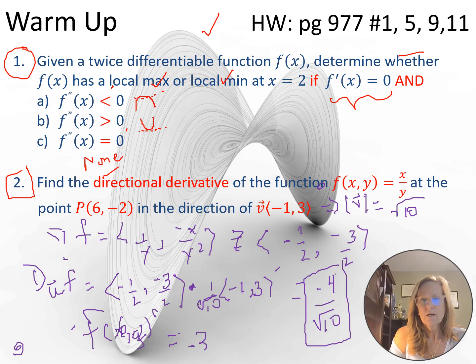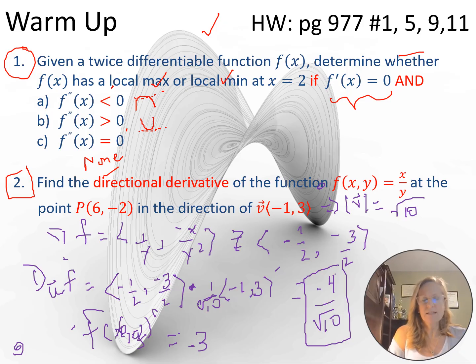So at the point (6, -2, -3), if you move in the direction of <-1, 3>, your height is going down. All right, good.